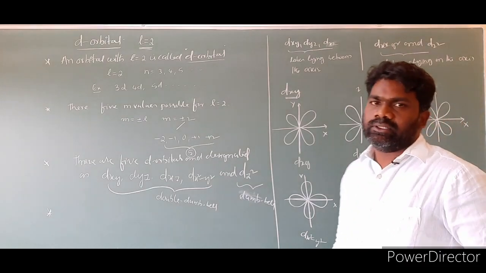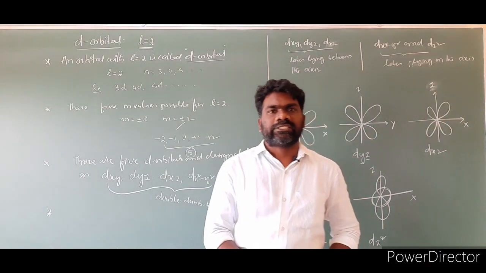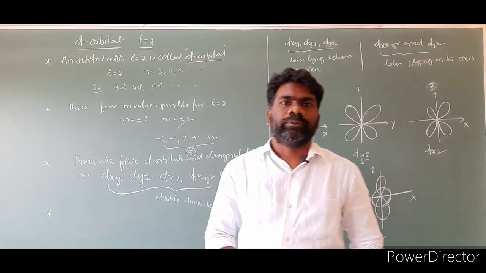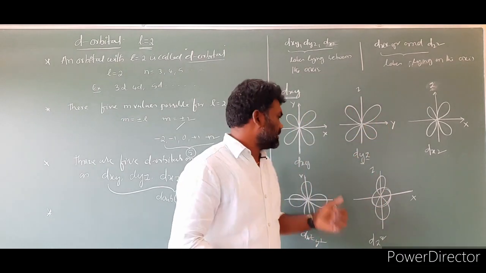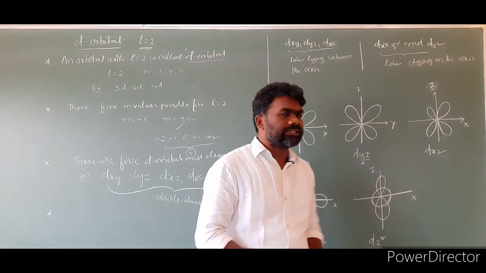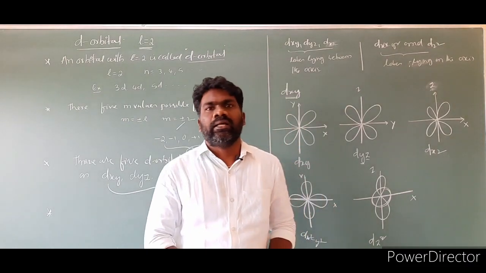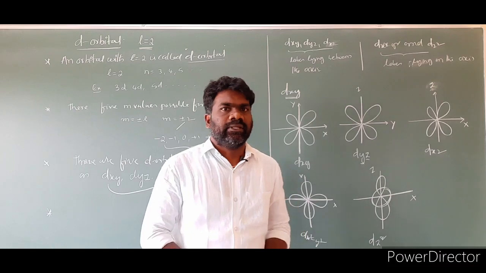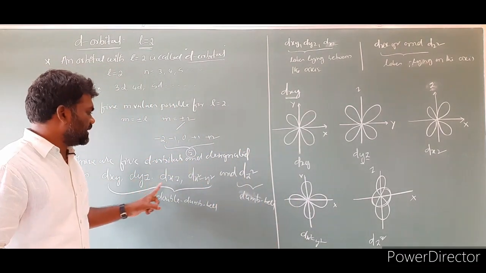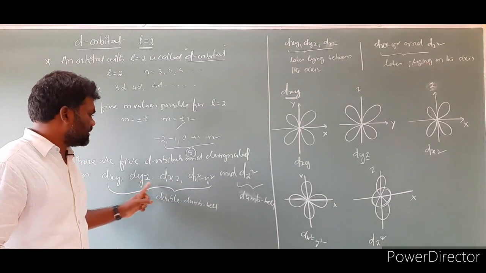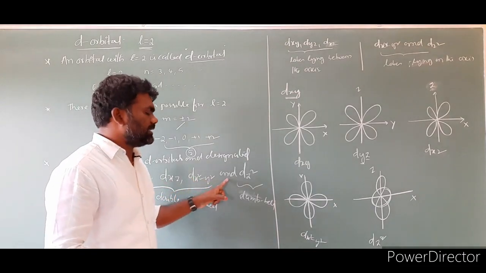So one common difference is that the dxy, dyz, dxz lobes are lying between the axes, and in the remaining two cases, dx square minus y square and dz square, the lobes are lying on the axes. And there are a total of 5 d orbitals possible. They are dxy, dyz, dxz, dx square minus y square, and dz square.